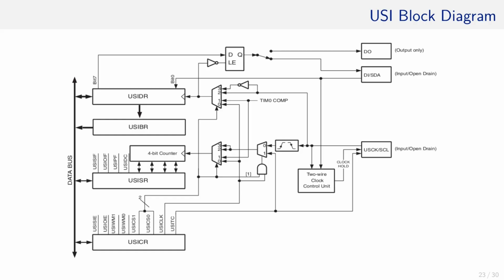It looks a little bit confusing, but let's go through it step by step. Let's start with the USI-DR. The most significant bit of the 8-bit data stored here comes out of this wire, goes into this latch, and then, depending on the setting of this switch, is forwarded to DO, the digital output pin, or DI, the digital input pin. Let's ignore the latch for the time being and assume it is transparent. That means that this wire is directly connected like this without the latch.